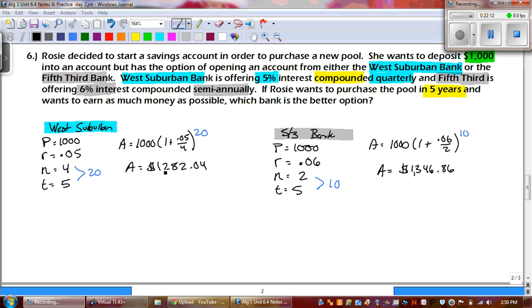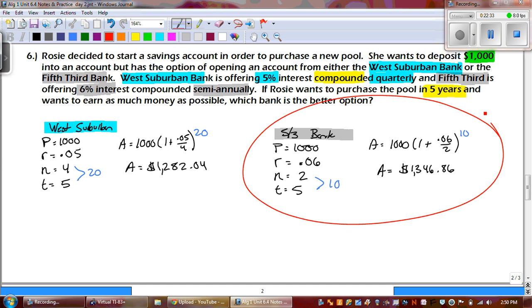Okay, so those should have been your two answers. West Suburban, you'd have $1,282, while Fifth Third, you'd have $1,346.86. So which is the better bank? Okay. Fifth Third is the better bank, and this is why it's important to go shopping when you guys are looking at different types of loans and mortgages and savings accounts and stuff like that. Small percentages do make a huge difference, especially when you're looking at long term.